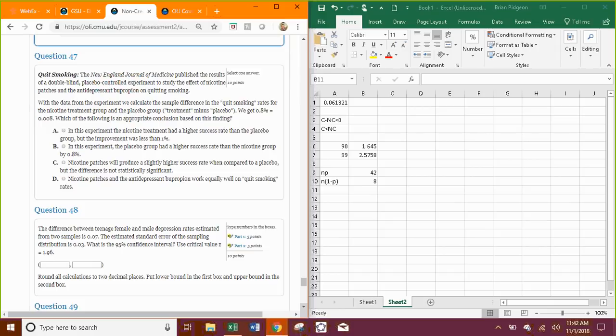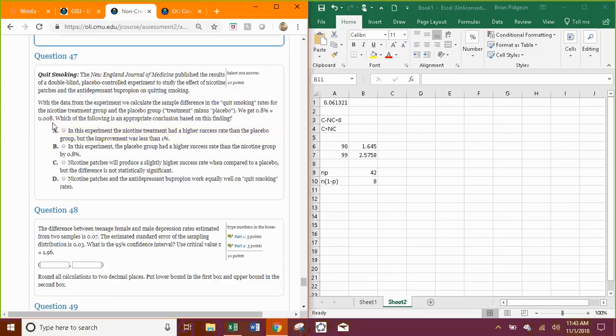Okay, the New England Journal of Medicine published the results of a double-blind, placebo-controlled experiment to study the effect of nicotine patches and the antidepressant bupropion. Okay, with the data from the experiment, we calculated the sample difference in the quit smoking rates for the nicotine group and the placebo. We did treatment minus placebo. We get 0.8%, which is the following is a perfect conclusion.